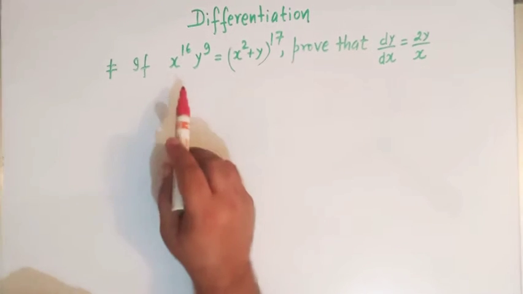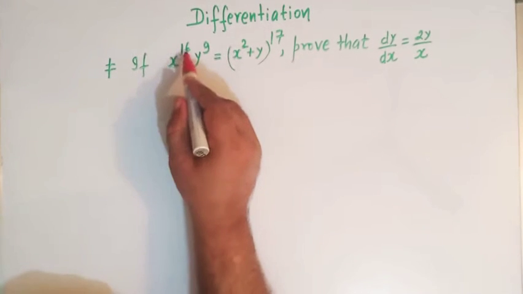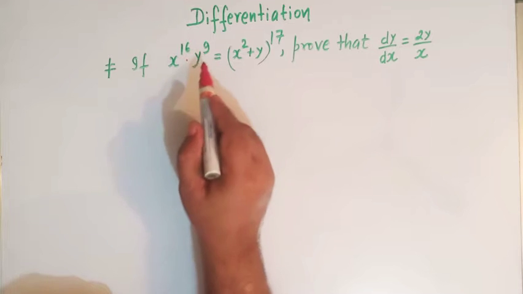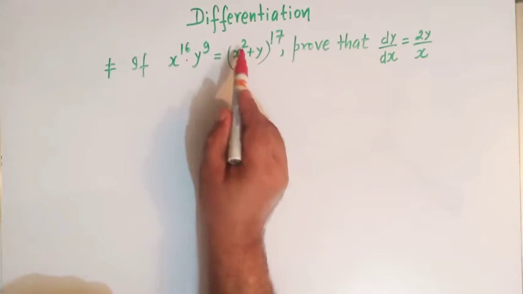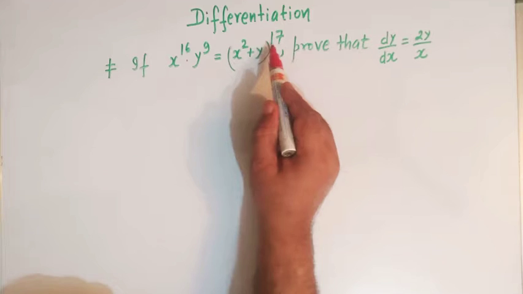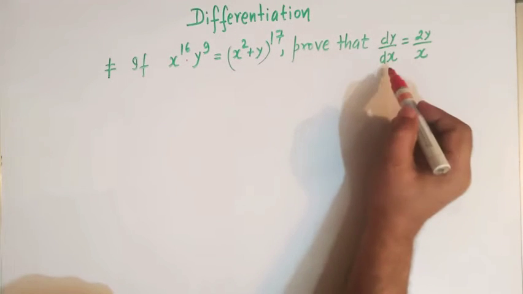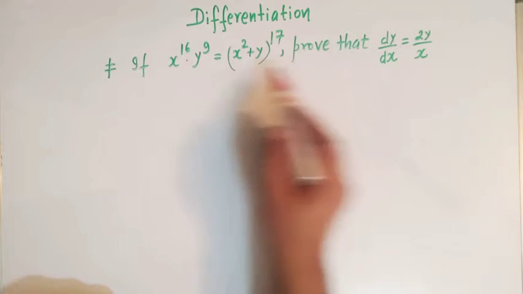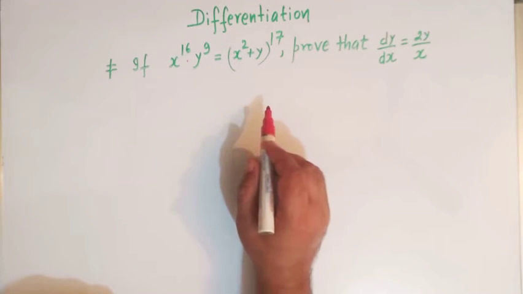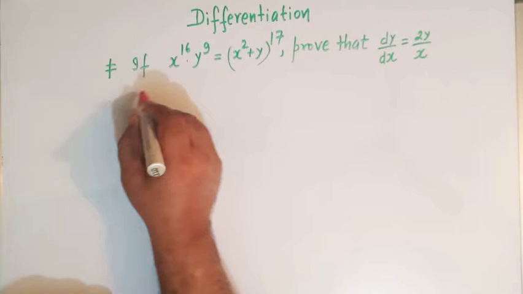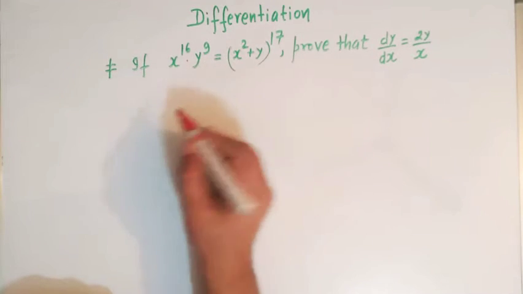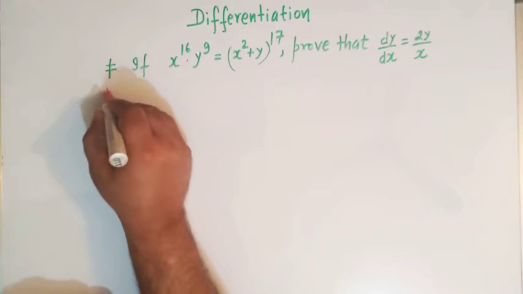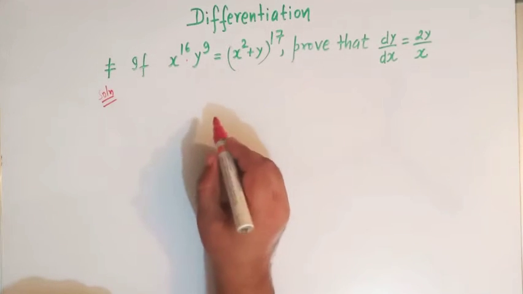Now let us take this problem. Here we have x raised to 16 times y raised to 9 is equal to (x square plus y) raised to 17. Prove that dy over dx is equal to 2y over x, and this is a very important problem. Now here, we'll again make use of the concept of logarithms.